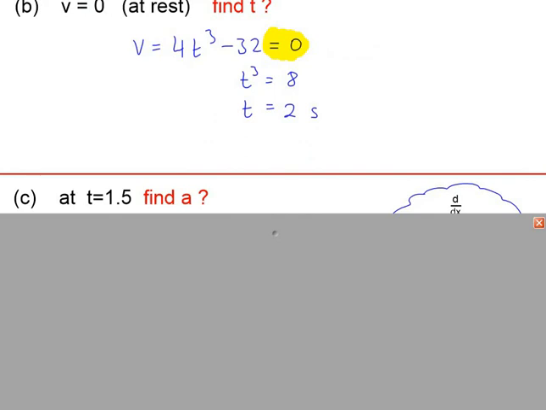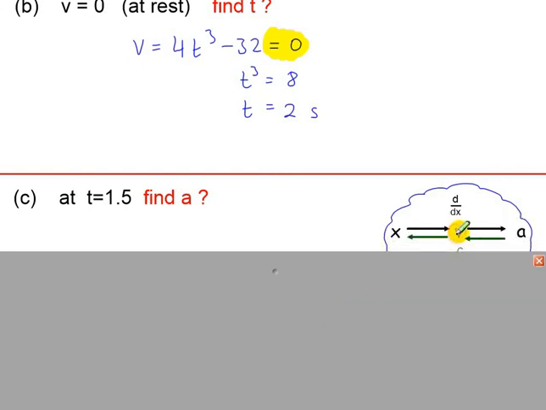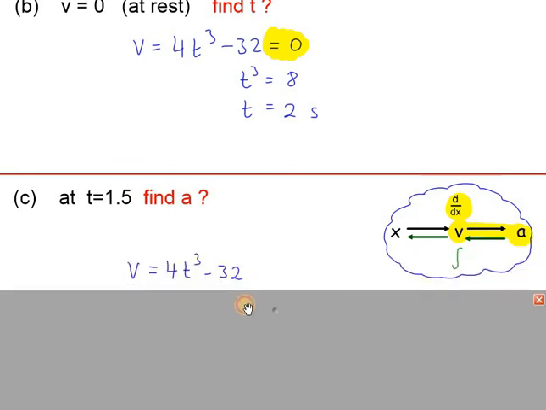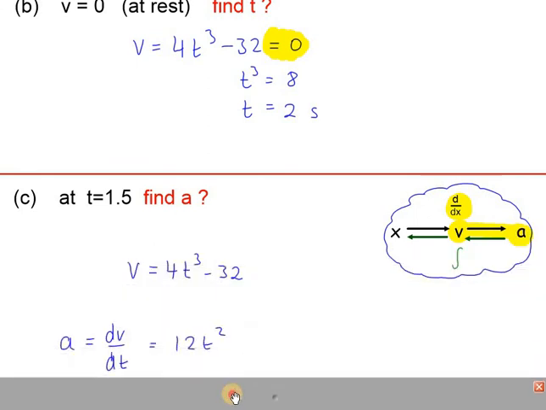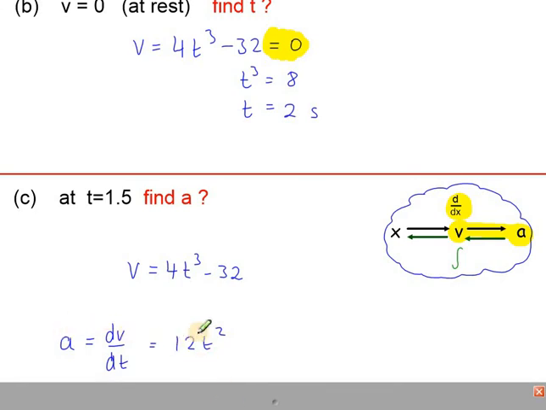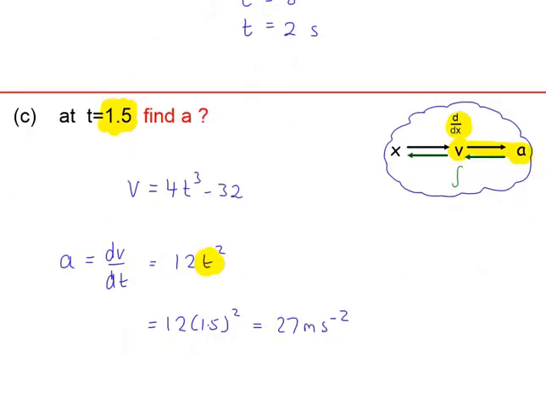Find the acceleration when t equals 1.5. So we start with our velocity function and we have to differentiate to work out the acceleration. Velocity function dv/dt will give us the acceleration. T equals 1.5, we substitute that in here, so 27 meters per second squared. Because the acceleration is variable, this acceleration is only for that value of t. As soon as the value of t changes, so will the acceleration. For practice, have a go at these questions.